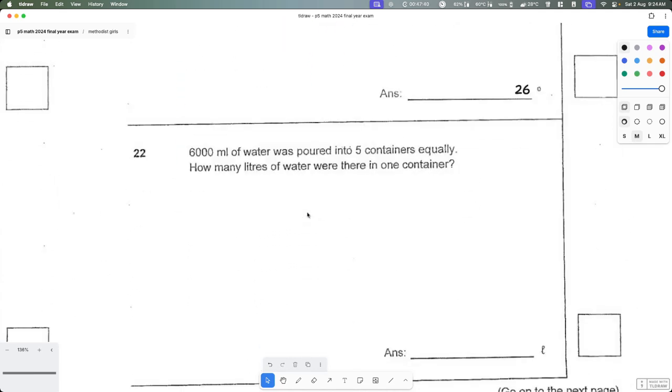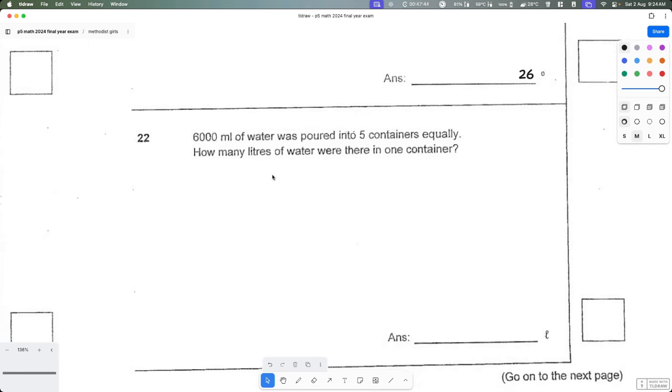Question number 22. It says here, 6,000 milliliters of water was poured into 5 containers equally. How many liters of water were there in one container?